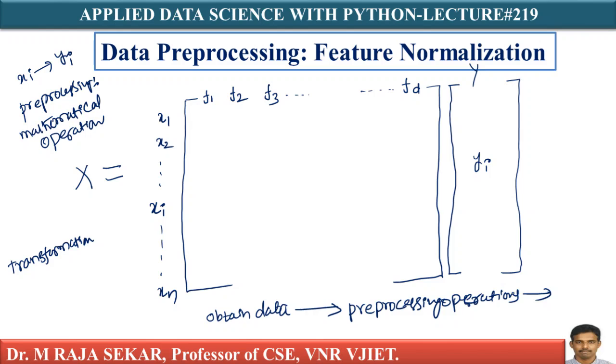As a part of pre-processing, there are multiple operations. One of them is called column normalization. I can say first you have to obtain data, apply pre-processing, and then you have to build the model. That's the modeling procedure. What is this procedure? We will try to understand. As I told you, as a part of data pre-processing, there are multiple operations. One of them is column normalization.